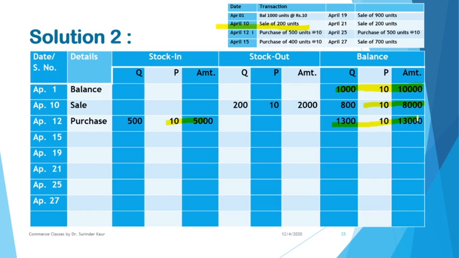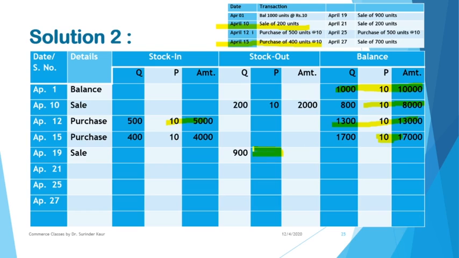So 1300 units of 10 rupees. Next again you purchased 400 units. So you can keep track here. Now again the lot will be 1700 units of 10 rupees. Now you are selling 900 units. Since your lot has a cost price of 10 rupees only, you can directly take 10 rupees here.